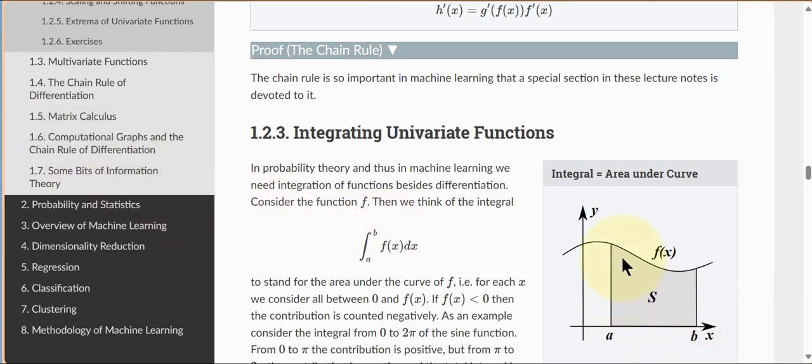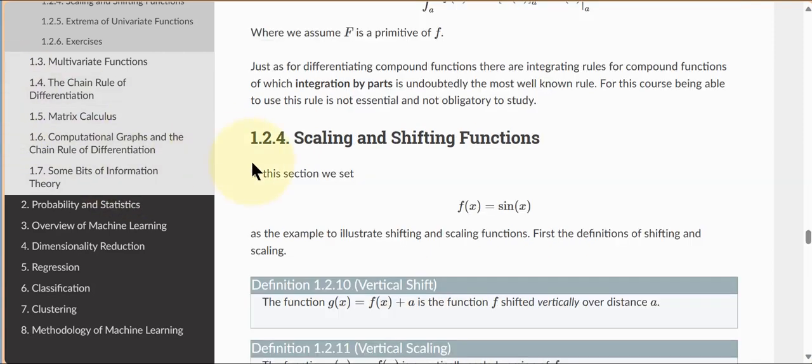It's like you draw in these little rectangles in here, a bunch of little ones, and you sum up their areas, and that's an approximation to the actual area that you're looking for. Okay, the next section is on scaling and shifting functions.